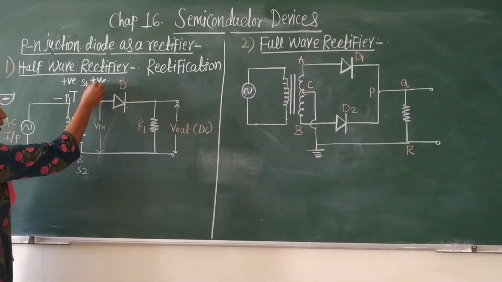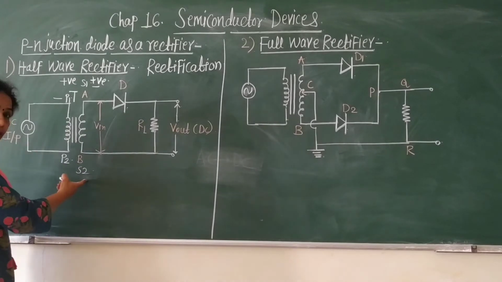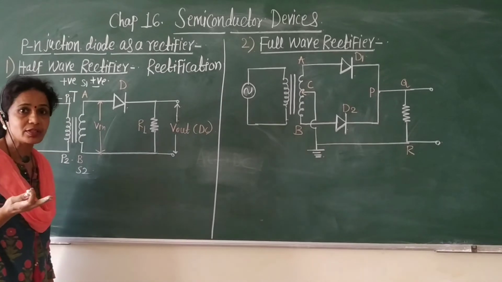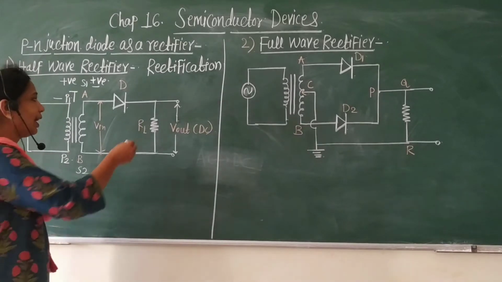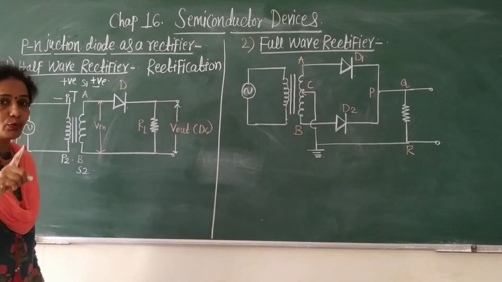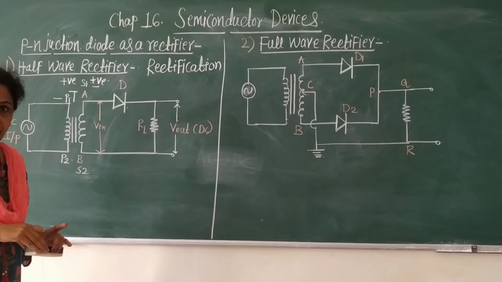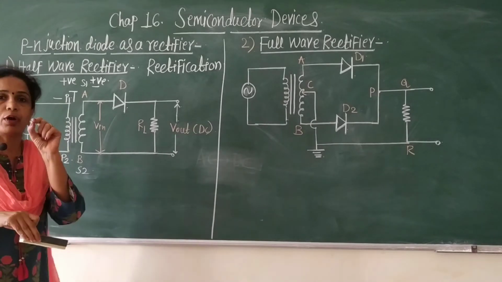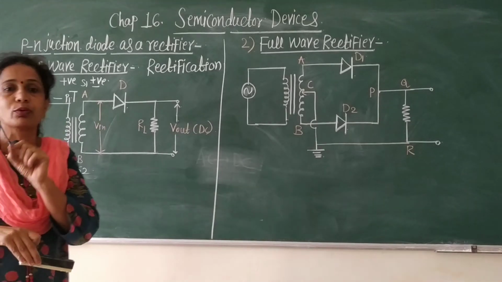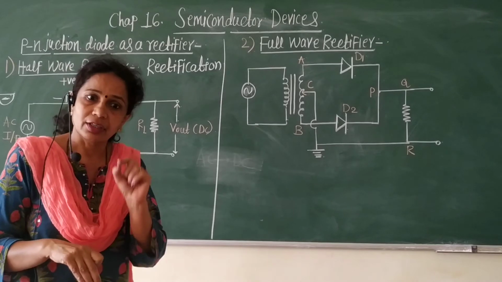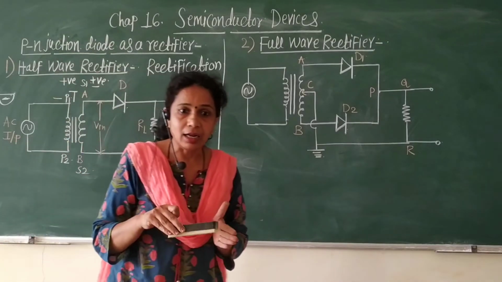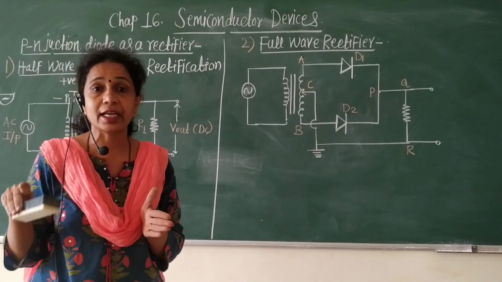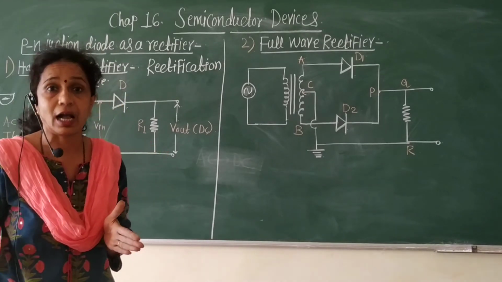Therefore, S1 is negative with respect to S2. Therefore, this diode becomes reverse biased, and no current is flowing through the diode. Therefore, only during the positive half cycle, current is flowing through the diode. Current always flows through the diode in the same direction for alternate half cycles.